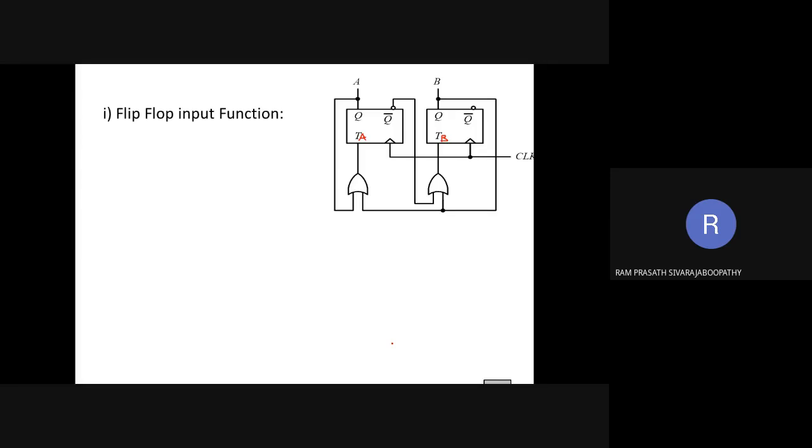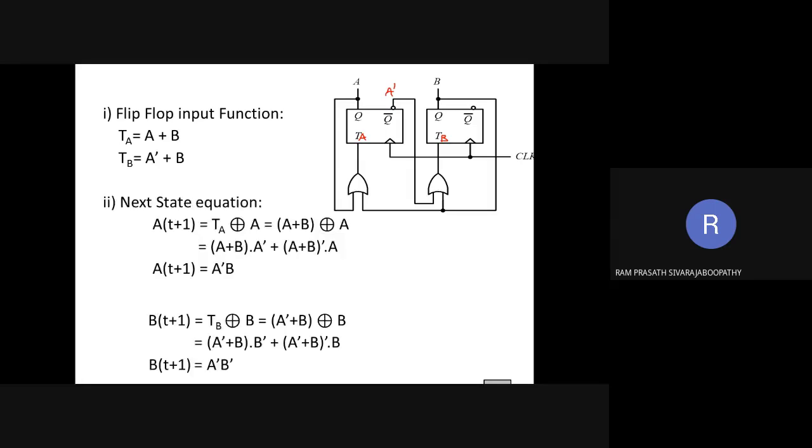Look carefully, Srihari. Here we have only OR gate. Don't confuse with the gate symbol. TA equal to A plus B. Correct? Very good. TB equal to A bar plus B. Look carefully, why is Q bar used here? Because here we get A bar. That's all. So A bar plus B. Does anybody have doubt up to this? Yes or no? No, no doubt.